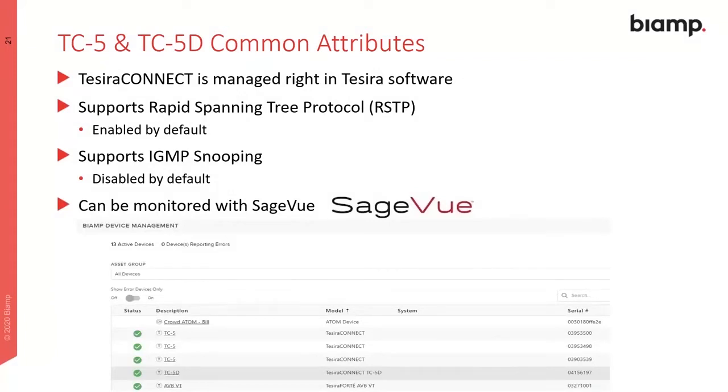Also, you know SageView, so all the devices in the TesiraCONNECT family are monitored by SageView. You can monitor all the TC5s, upload the firmware, update the firmware, and check the status. Any error that happens in the device will report an email to your IT manager or your admin.